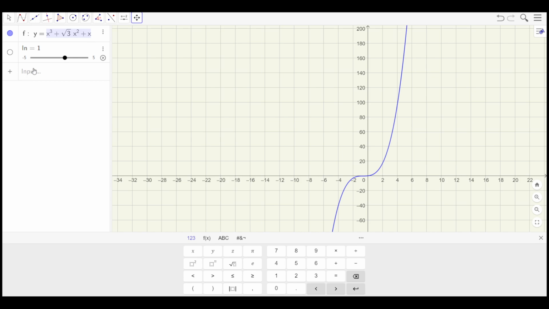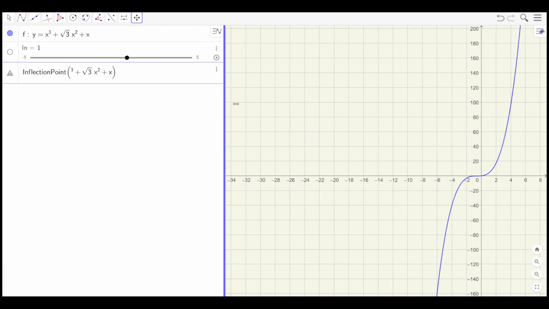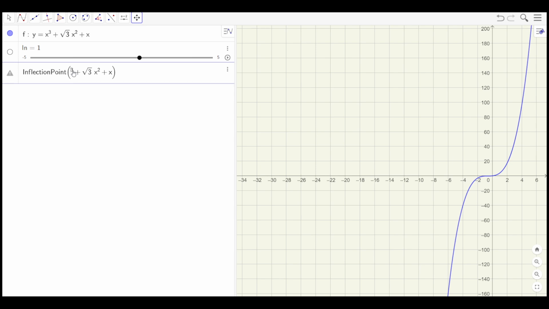Okay, and then I want to write inflection point, and then I need to type my polynomial. Hopefully it will work. Control V. Yes, it's worked. Okay, and then I press enter. You lost an X. No, X is also here. Oh, okay. Now let me just put X back. I don't know why I lost X.